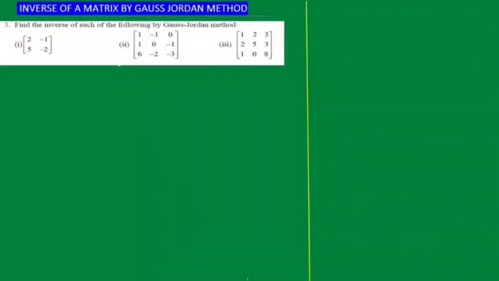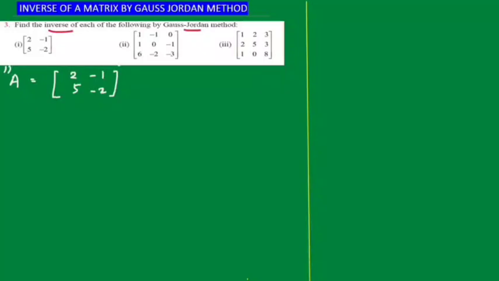Hi students, in this video we are going to find the inverse of a matrix by the Gauss Jordan method. Given a matrix, find its inverse by the Gauss Jordan method. Let us take the given matrix to be A, where A is equal to [2, -1; 5, -2].